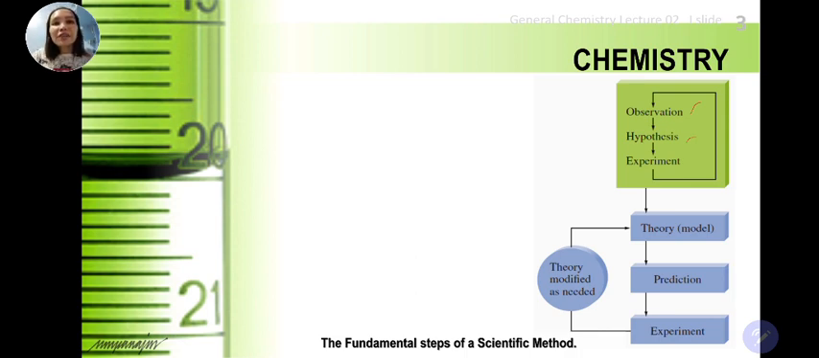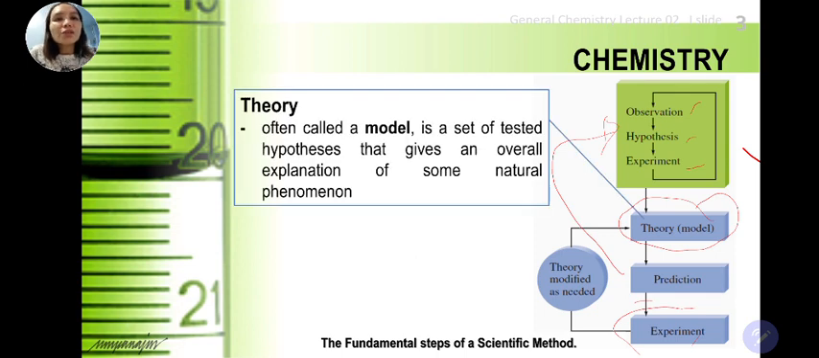And then, para maka-derive tayo ng conclusion, we will conduct experiments. Okay, so yung theory is being modified as needed. So this is your theory. Merong prediction, that is the hypothesis, and then the experimentation. So theory is often called a model. It is a set of tested hypotheses that gives an overall explanation of some natural phenomenon. So yung mga scientific explanations natin ngayon, may scientific basis yan which have undergone this scientific model.